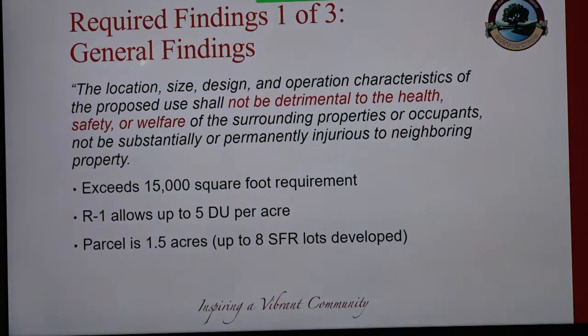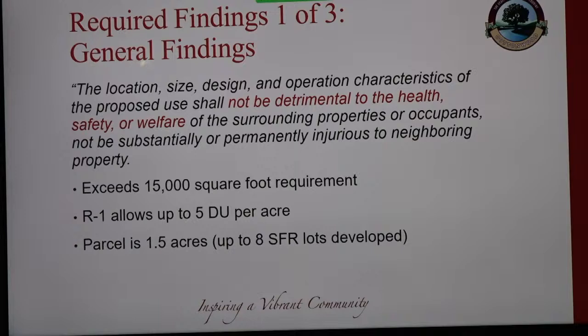So in order to approve a conditional use permit, Planning Commission has to make 3 findings. One is that the proposal is not detrimental to the health, safety, or welfare of the surrounding properties. The property exceeds the 15,000 square foot requirement. The proposed use is not adjacent to any existing residential on the east. R1 allows up to 5 dwelling units per acre, and again, this would be 1 dwelling unit plus a guest house on the 1.5 acres.